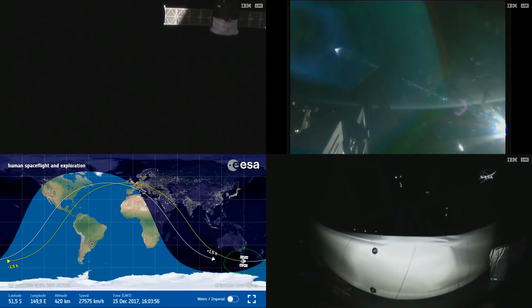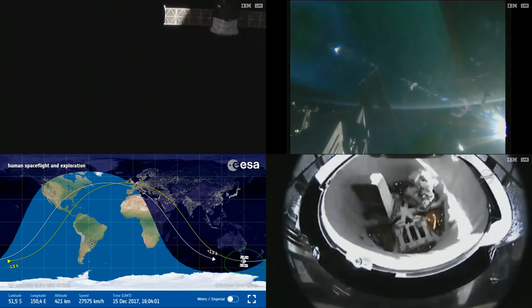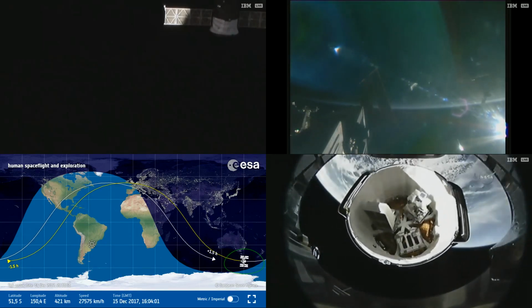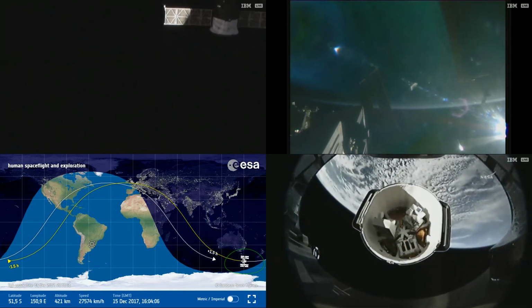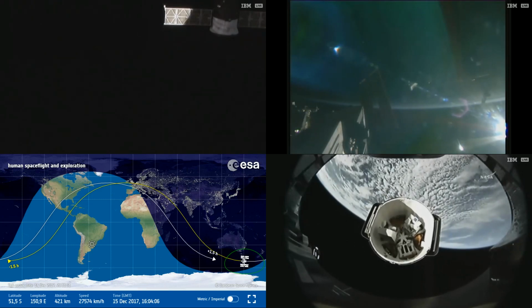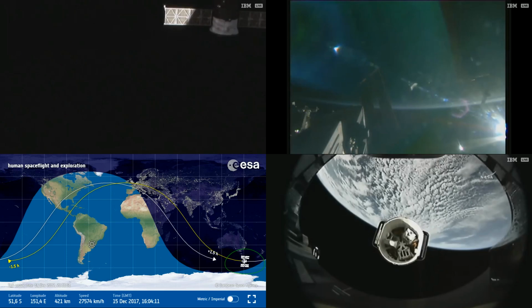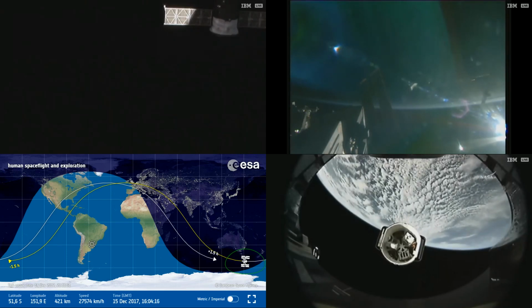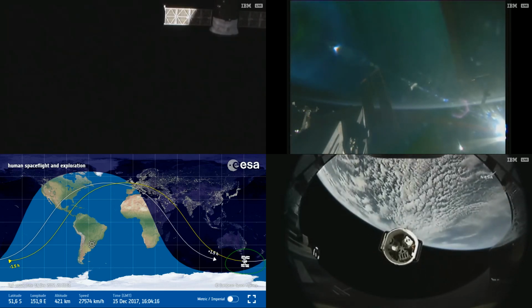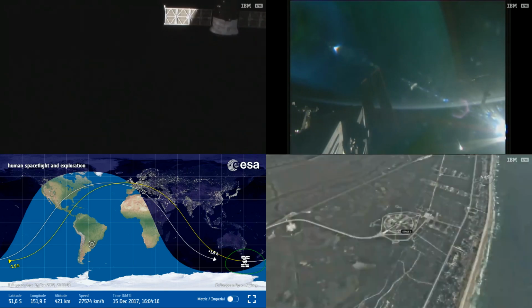Spacecraft separation. And Dragon is making its way away from the Falcon 9 second stage with the Earth limb in the background, headed toward its destiny and a rendezvous with the International Space Station on Sunday.